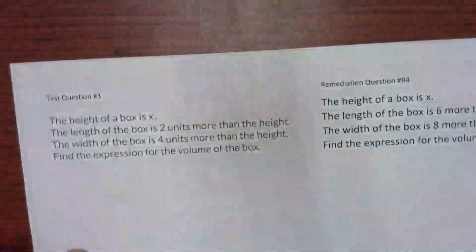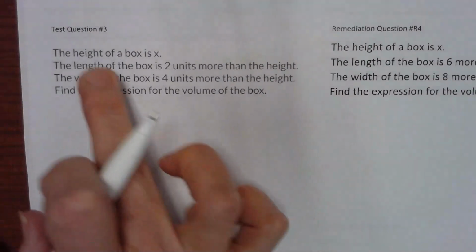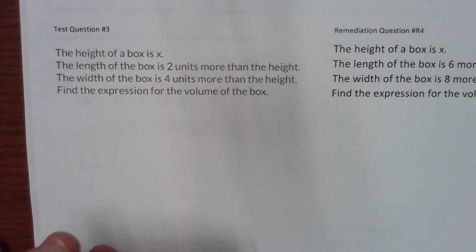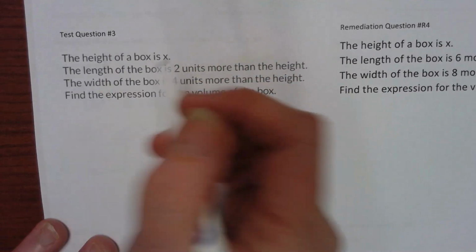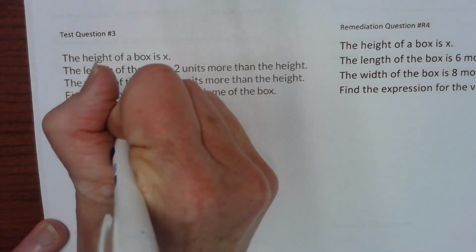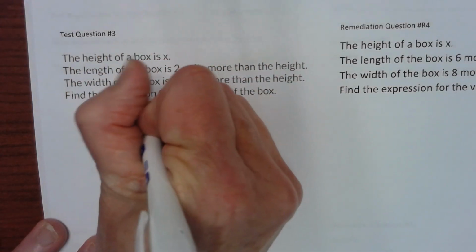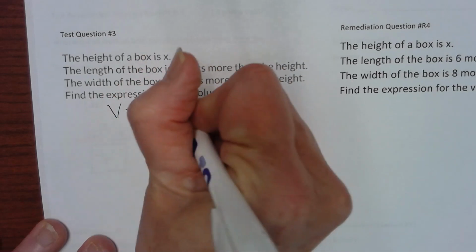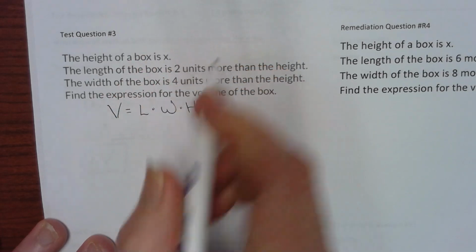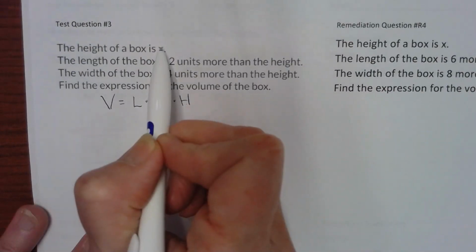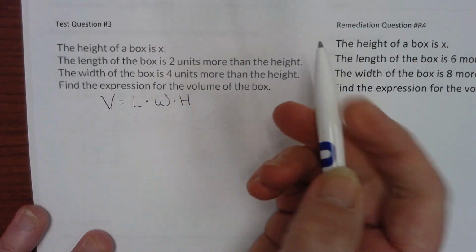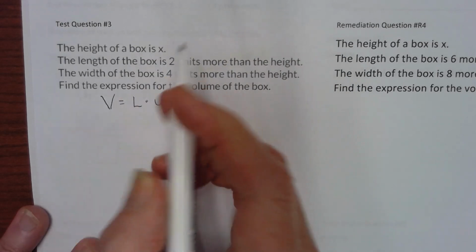And last one, that was the most missed, was the volume problem. So they give us a height, a length, and a width of a box. And so it's a volume problem. So first of all, let's talk about the formula for the volume of a box. Well, it's length times width times height. So notice there's three things being multiplied together. Well, I know my height is x, so I've got that. Now I need my length and my width.